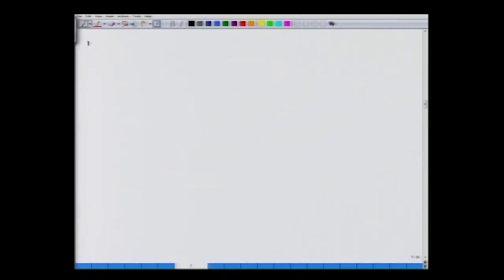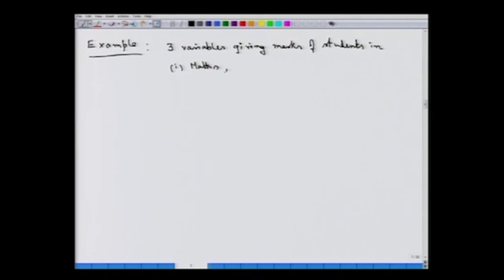Let us look at an example of such a situation, where we are going to verify whether a particular dimensional factor model holds for a random vector x. This example deals with three variables giving marks of students: number 1 is mathematics, number 2 is physics, and number 3 is chemistry. So, we have this x, which is a 3 by 1 vector corresponding to a particular student, where the first dimension gives the marks of maths, the second the marks of physics, and the third the marks of chemistry, say.